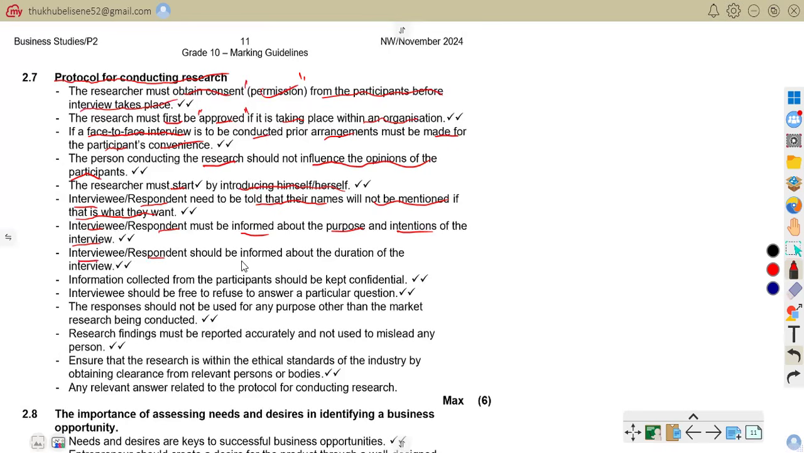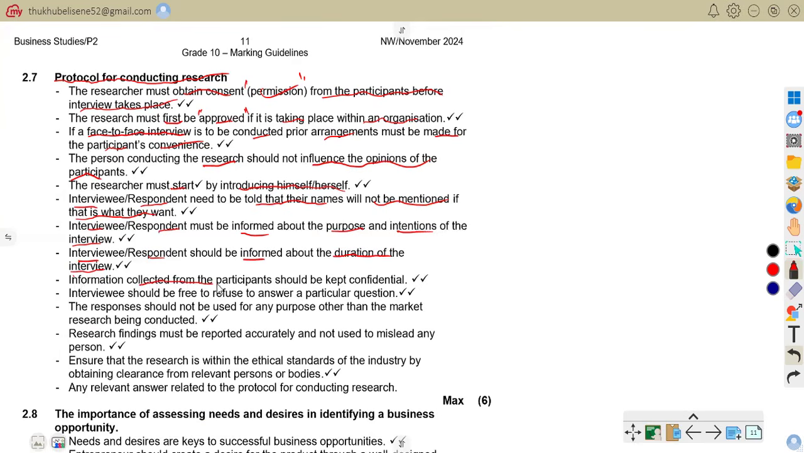Interview respondents should be informed about the duration of the interview. So we're talking about the time that is allocated for the interview, so that the respondent should make sure that they are going to respond within the allocated time. Good people, that is very important.